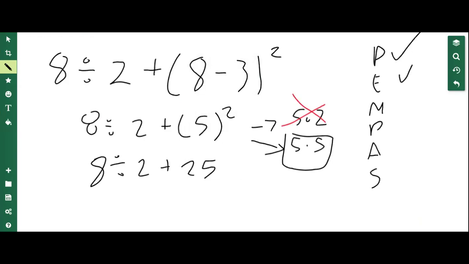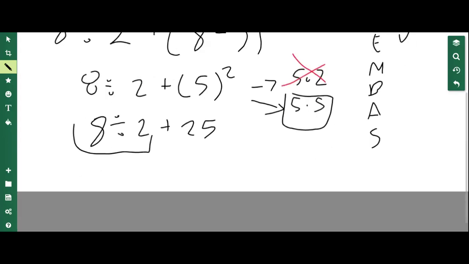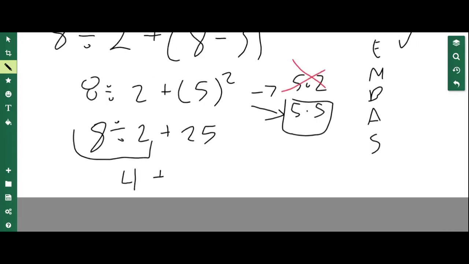What's after PEMDAS? Multiplication. There's no multiplication to be done, so we could do division. Let's see if there is division. Yep, there's division occurring right here. What is 8 divided by 2? Well, that is 4. Bring down everything else. All right, we did division. Is there addition? Yes, there is. What is 25 plus 4? And that is 29.